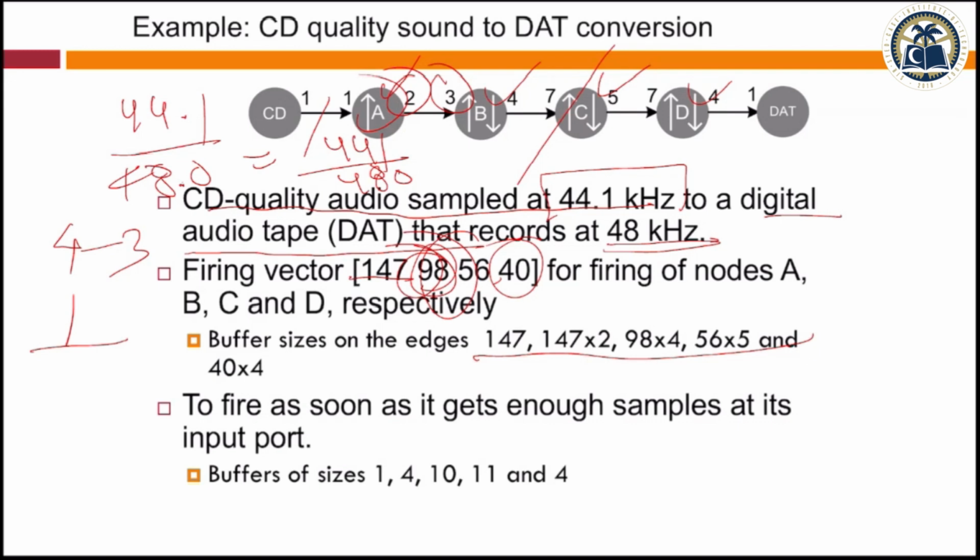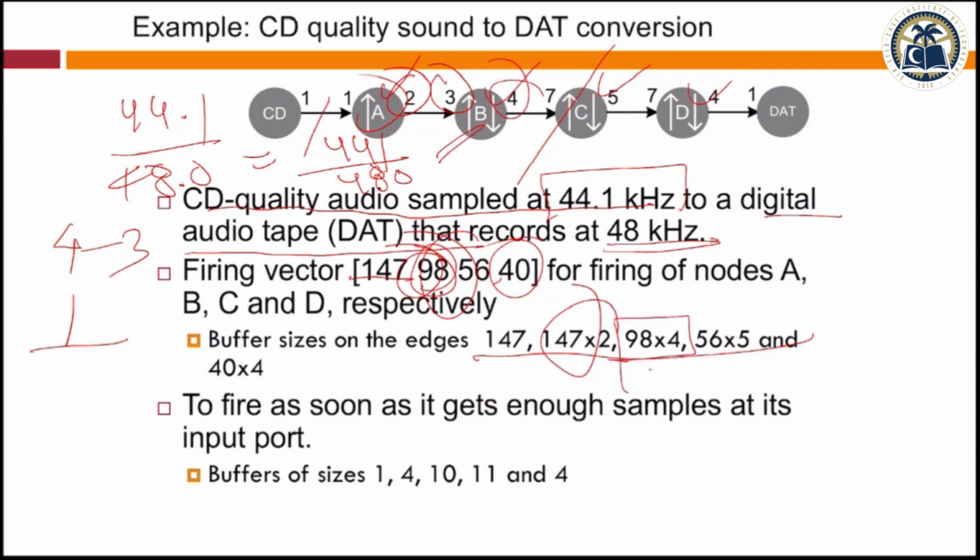Once you fire A 147 times, how much memory do you need at the input and how much memory do you need at the output? Obviously at the input you need 147 memory locations, and at the output you need 147 times 2. So this is the amount of memory you need. And then you are going to fire B 98 times, generating 4 samples every time. So you need this much memory.